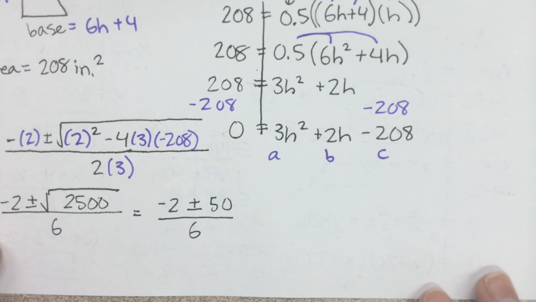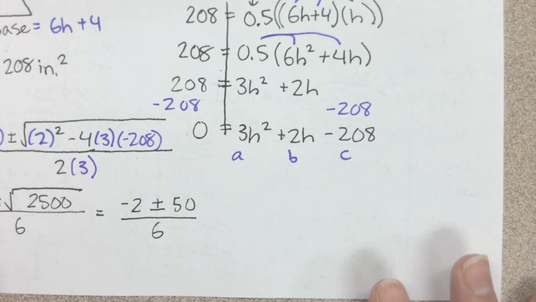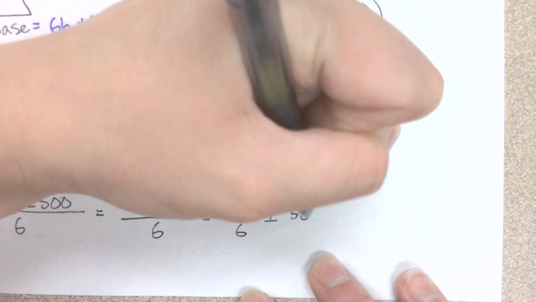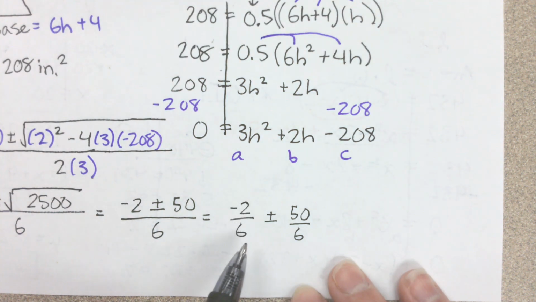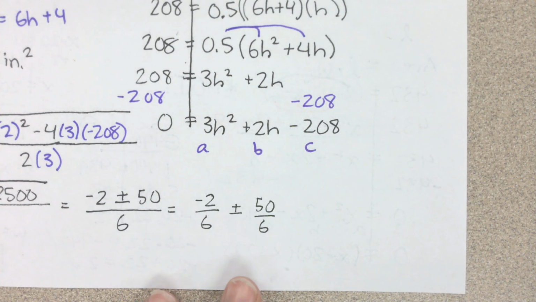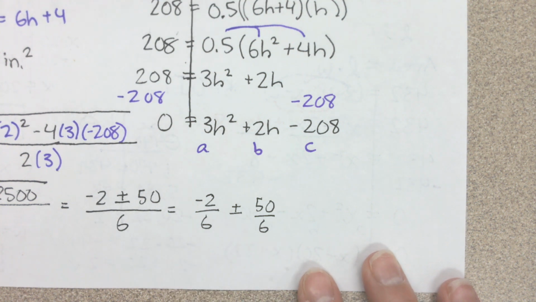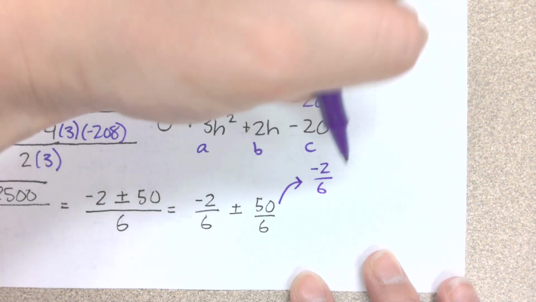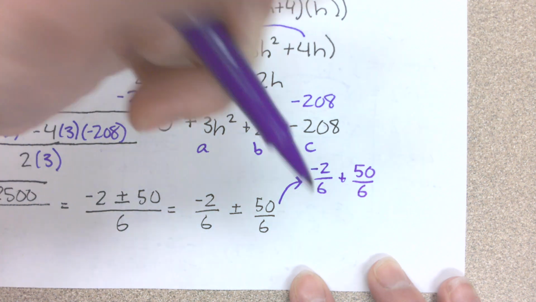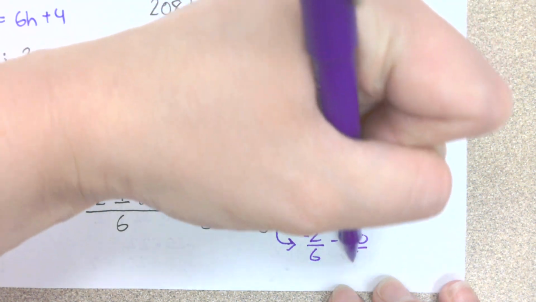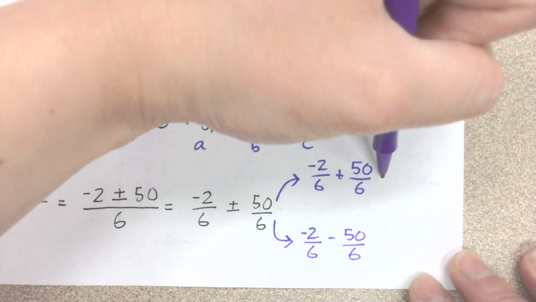Now that I have 2 nice numbers, I can split it up into 2 fractions. We have negative 2 over 6 plus or minus 50 over 6. Don't reduce these until the very end. If you remember, we practiced adding and subtracting fractions in yesterday's notes. We're going to do that here. If they have different denominators, it's going to make that a bit difficult. So we have negative 2 over 6 plus 50 over 6. And negative 2 over 6 minus 50 over 6.